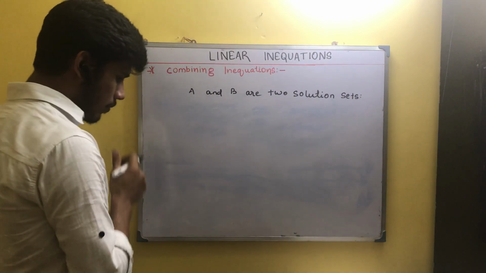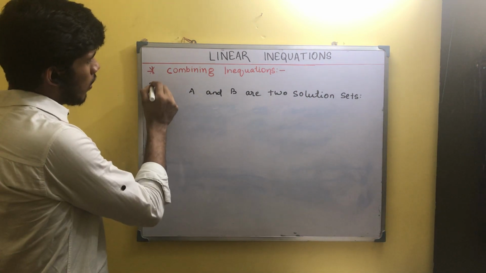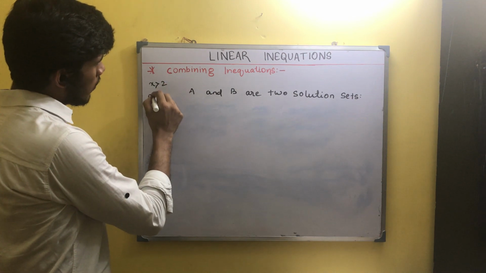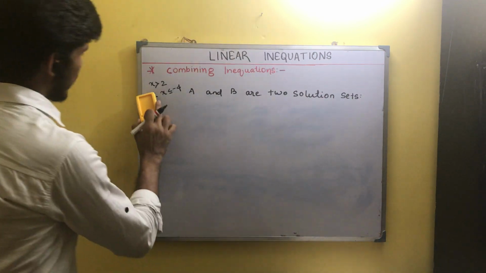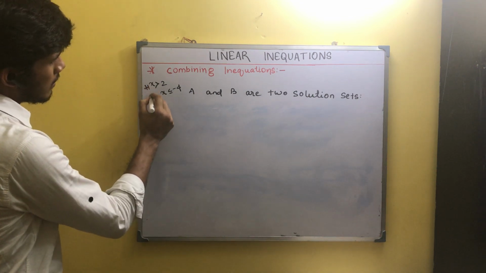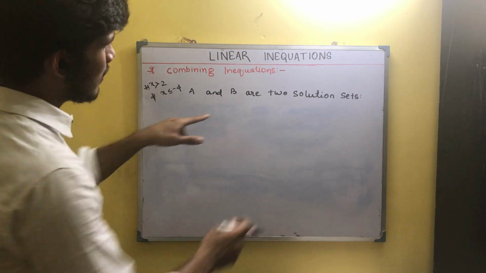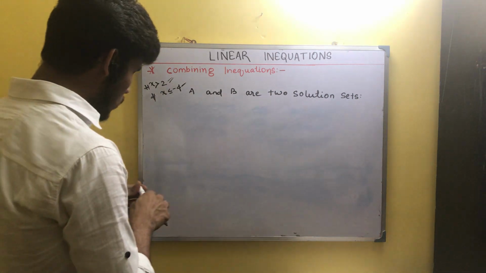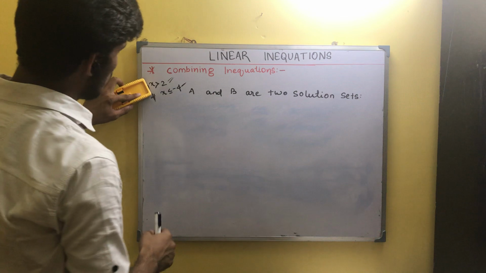Okay, now A and B are two solution sets means what? Like we got in the previous question that x is greater than 2 or x is less than or equal to -4. This was the one part and this was the another part. So this is A and this is B. These are two solution sets. This is one set and this is another set. This kind of thing, two solution sets.